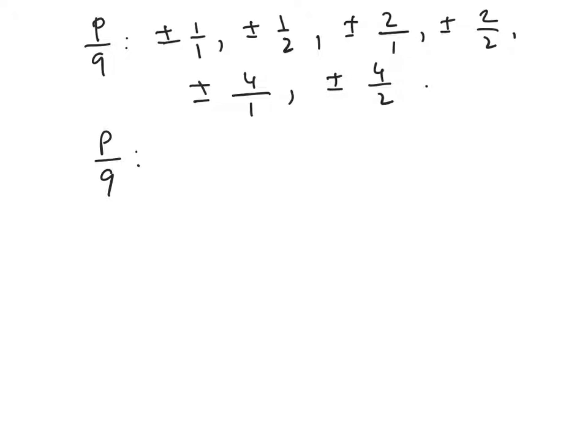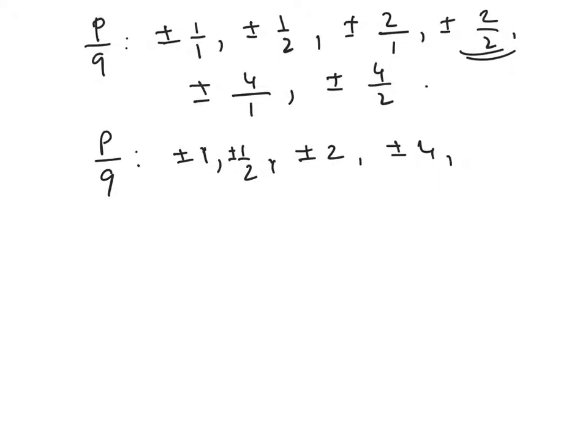1 over 1 gives me 1, and then plus or minus 1/2, plus or minus 2 over 1 gives me plus or minus 2. Plus or minus 2 over 2 gives me plus or minus 1, already counted. Then we have plus or minus 4. The last one, 4 over 2, is plus or minus 2, which is already counted. So these are the possible zeros.